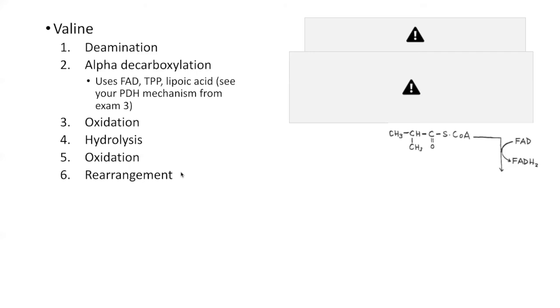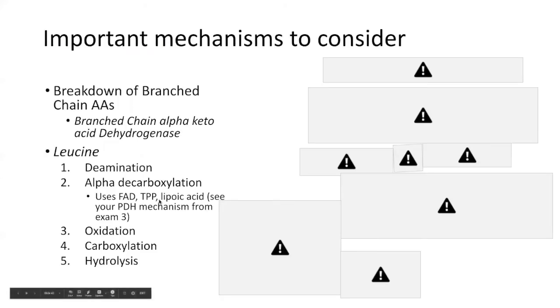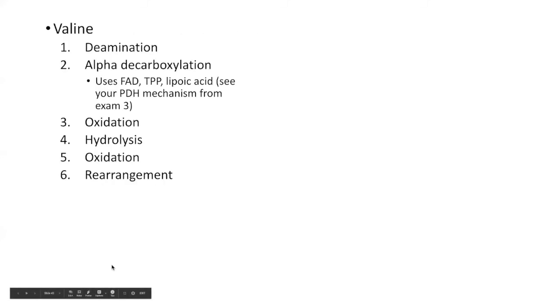But essentially, if we look at the pathways on the left here, you'll notice that a lot of them are pathways we've seen before. Deamination, so it involves PLP. Alpha decarboxylation, so it involves the TPP and lipoic acid mechanisms we've learned before. Oxidation probably needs NADPH. And then hydrolysis needs water. And so all of these pathways we've seen before. So hopefully you guys can understand that.